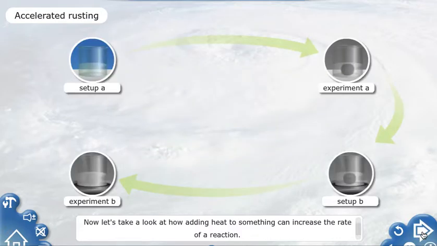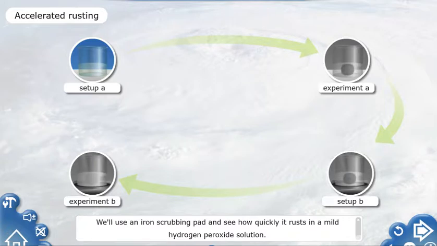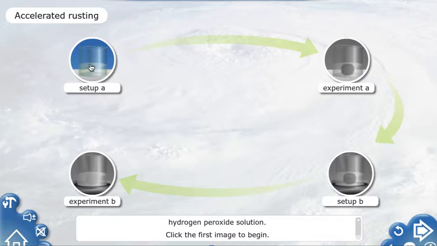Now let's take a look at how adding heat to something can increase the rate of a reaction. We'll use an iron scrubbing pad and see how quickly it rusts in a mild hydrogen peroxide solution. Click the first image to begin.